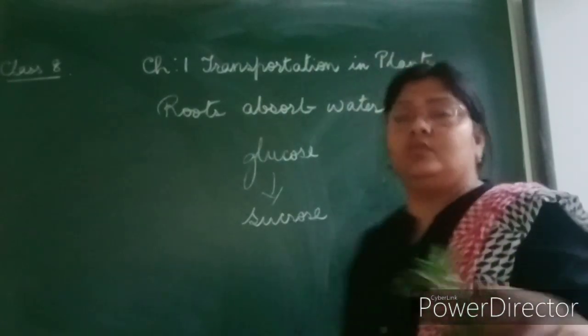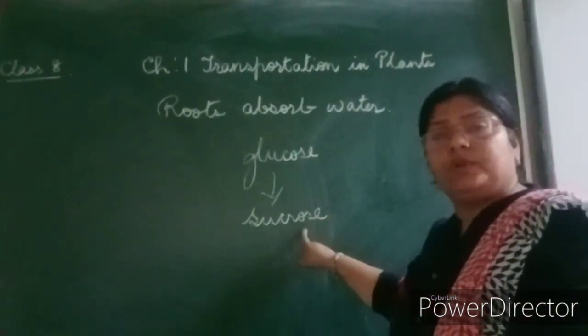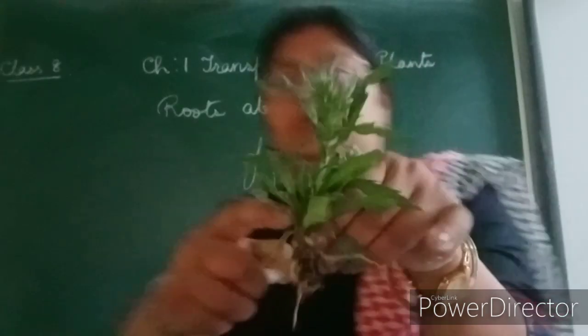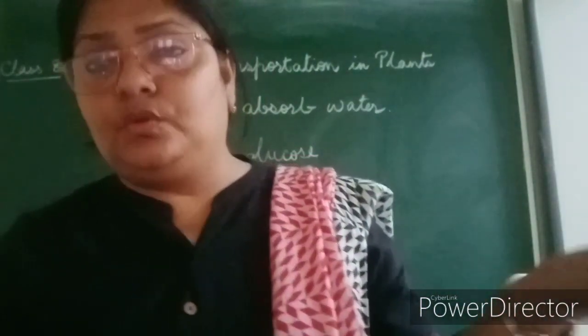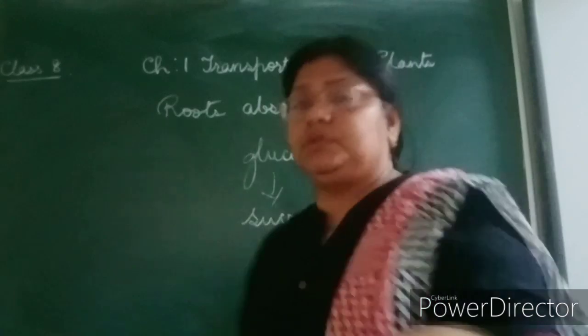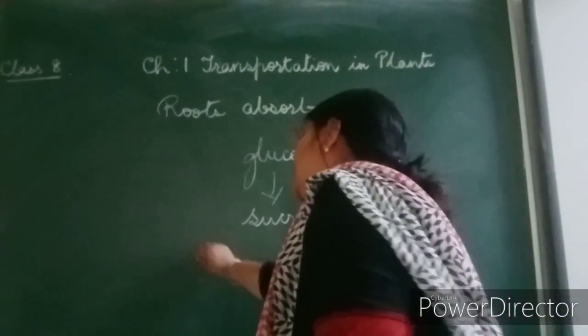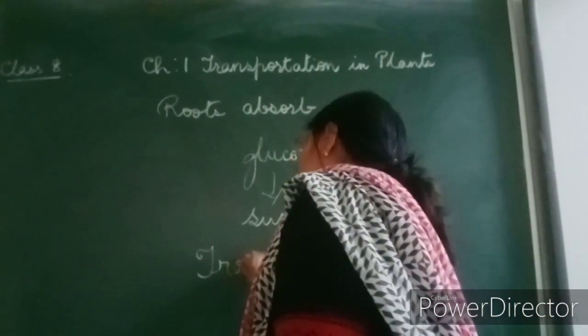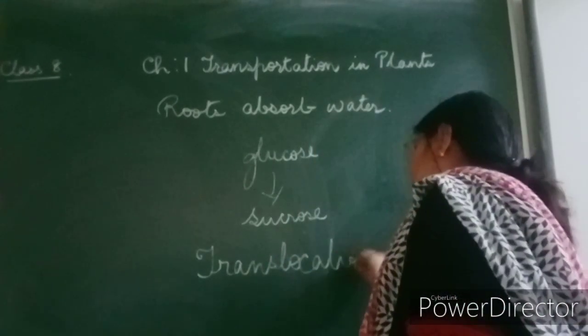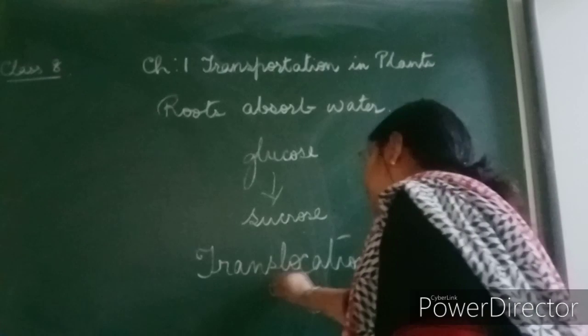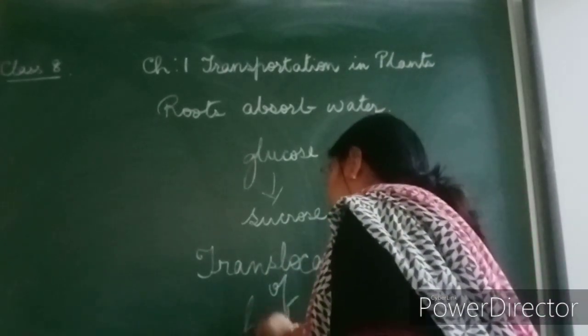Okay, so the glucose is transported through the stem with the help of phloem to all the parts of the plant in the form of sucrose solution. This process is called translocation of food.